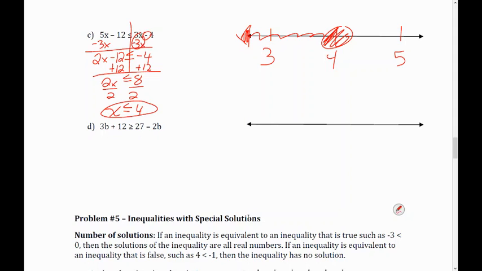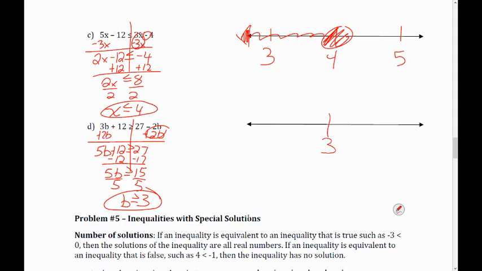All right, so letter D. Again, no like terms on the left side, no like terms on the right side. Draw our lines, we start moving things around. 3b or negative 2b, which one is smaller? Negative 2b. So we want to add 2b on the right, and on the left, 3b and 2b becomes 5b. We want to subtract 12 on each side. 5b is now greater than or equal to 15. Divide by 5. And b is greater than or equal to 3.